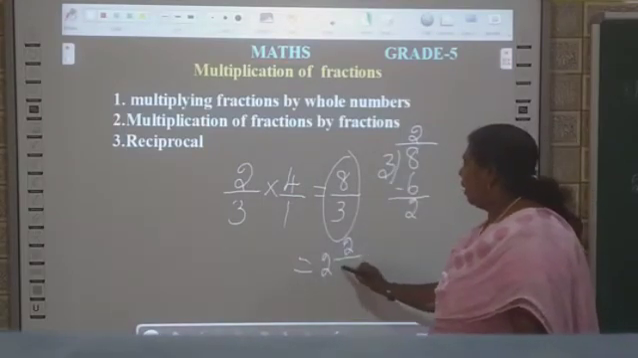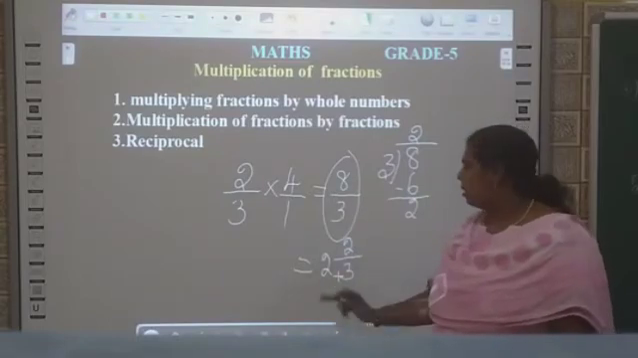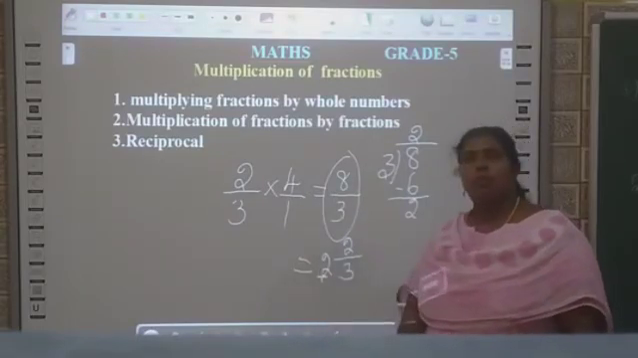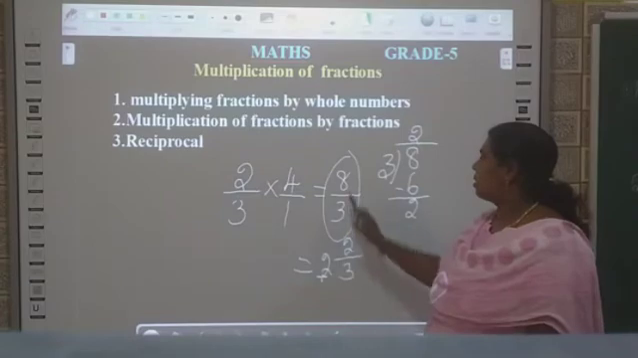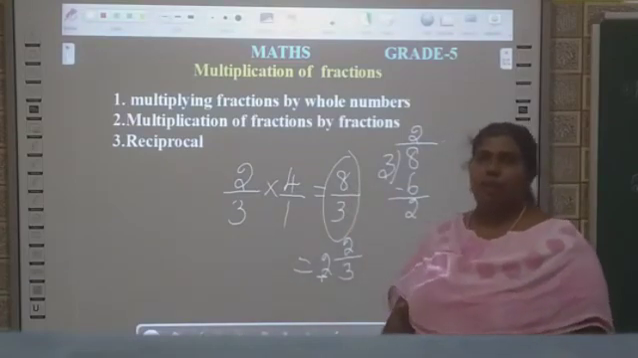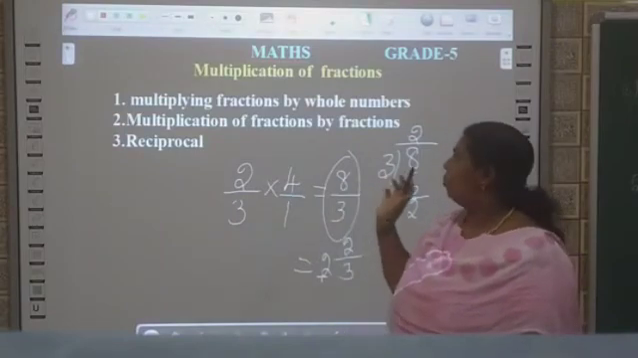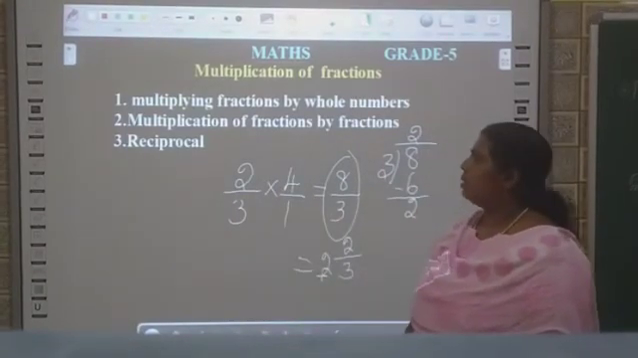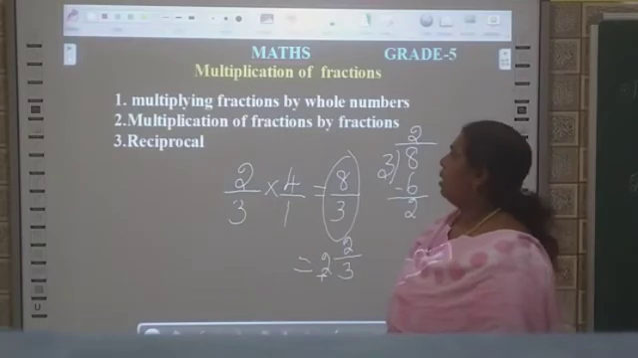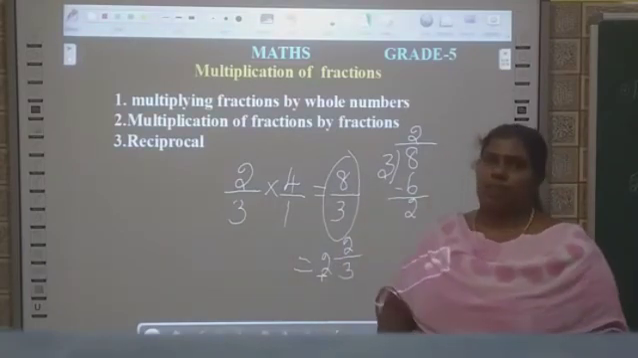2 and 2 by 3. Now we can check the answer. Just cross multiply. 3 times 2 is 6. 6 plus 2 is 8. So 8 divided by 3. Isn't it? This is multiplying fractions by whole numbers. Then what is the second one? Multiplication of fractions by fractions.